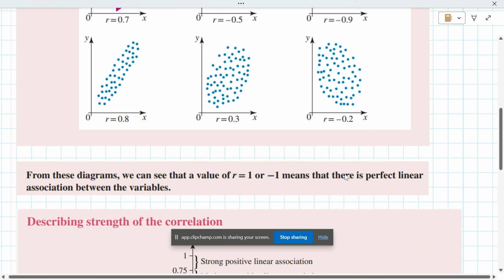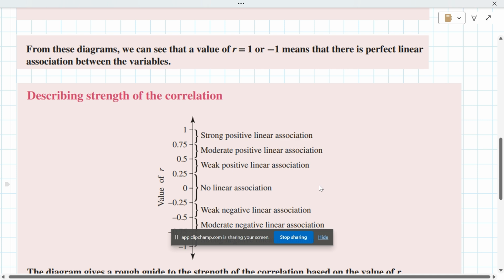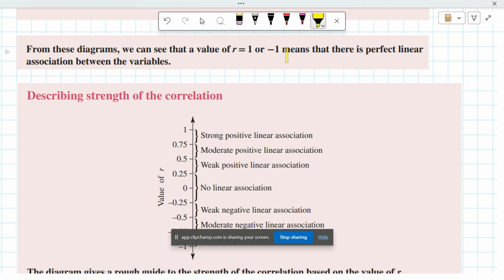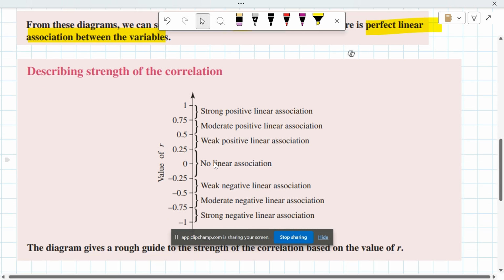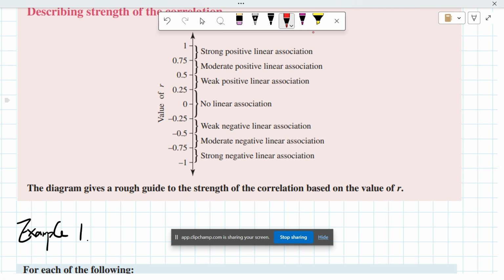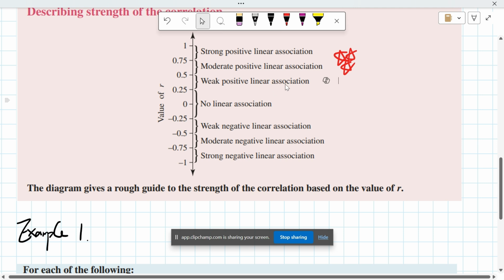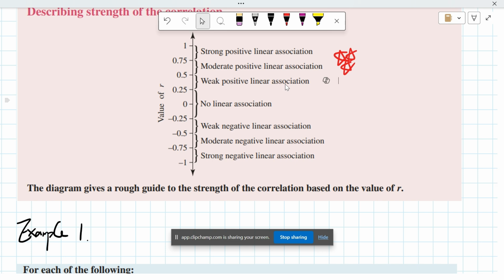So once we know the diagrams, we say it's from 1 to -1. If you have a 1 or -1, that means you have a perfect linear association between the variables. Just be aware of these things. I want you to make sure to highlight this and copy this whole graph into your bound reference. This is how you analyze your data sets, and the diagram goes through the strengths and the correlation based on the values of R.